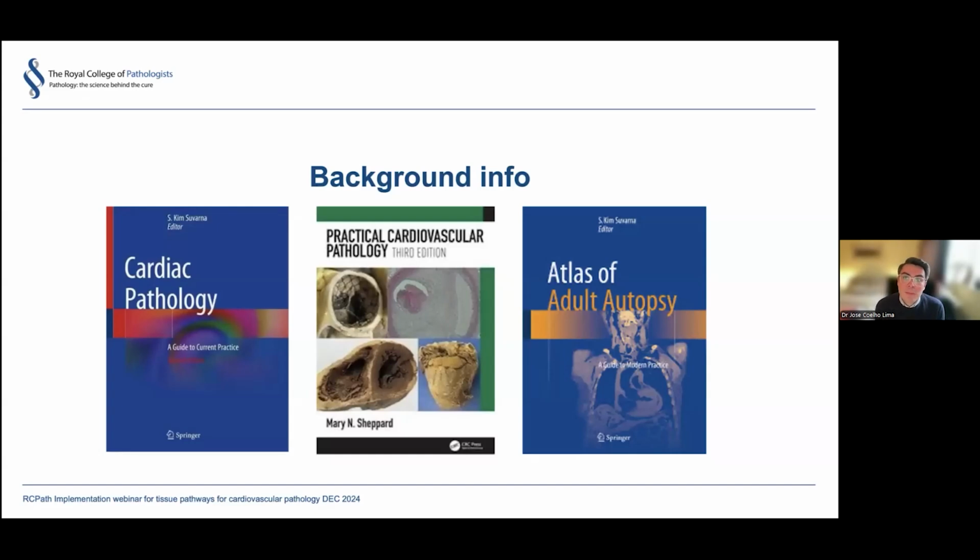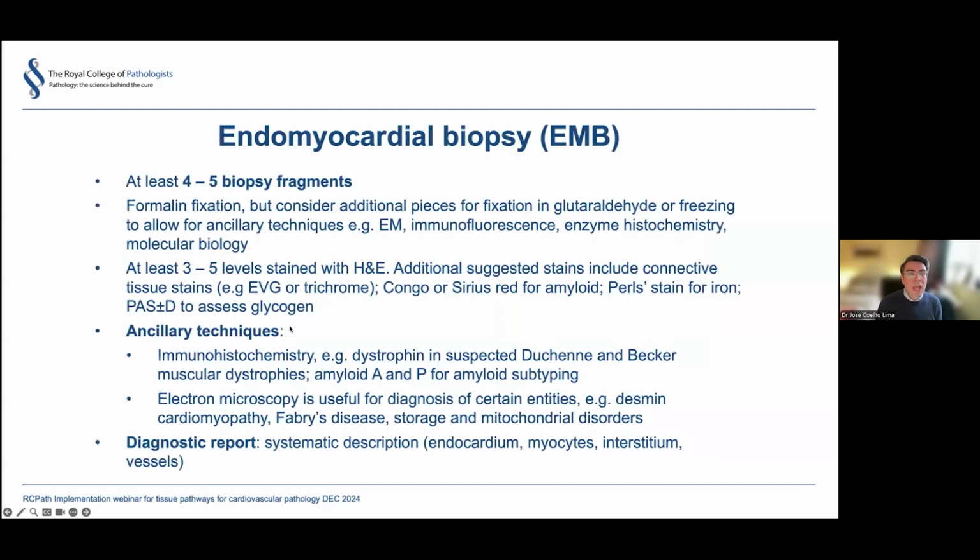Also, for a lot of the background information in this guideline, we used established literature in cardiac and autopsy pathology present in these publications, in these books by Prof. Survana and Prof. Mary Shepard. So we are going to go through the main sections of the guideline to try and highlight the key take-home messages or the key tips that we would like you to have. And then at the end, as Prof. Johnston said, there will be a question and answer session where you will be able to ask all the authors questions if you need further clarification.